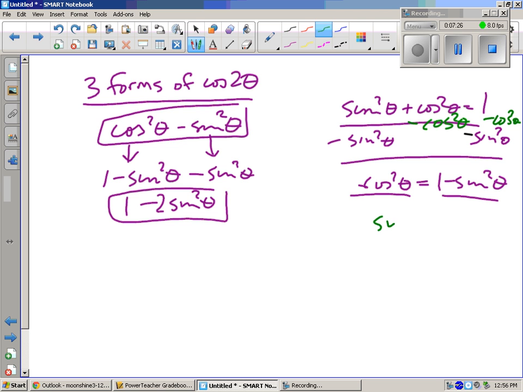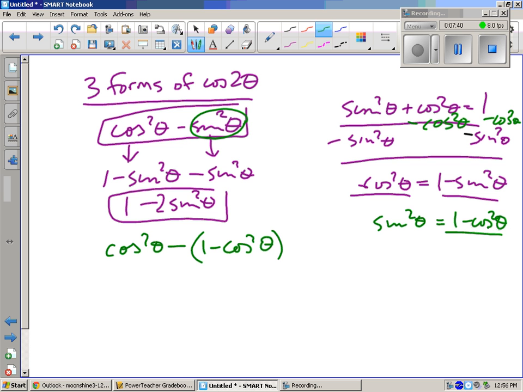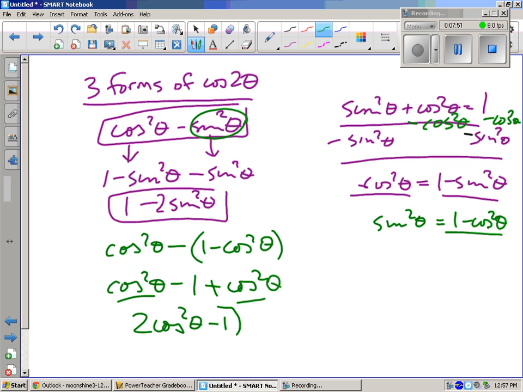So I get sine squared equals 1 minus cosine squared. So I'm going to replace that for this, so I get cosine squared minus (1 minus cosine squared). Distribute the negative, I get negative 1 plus cosine squared. And then these two can go together to get 2 cosine squared minus 1. So those are the three versions.